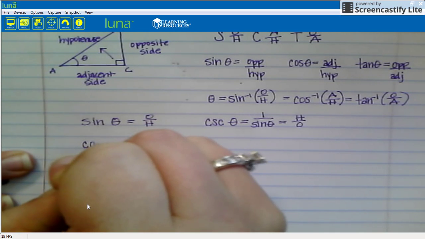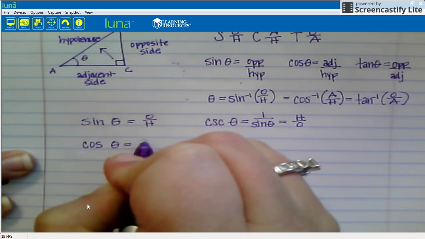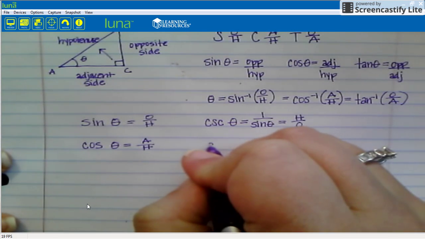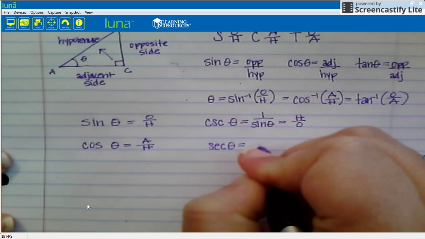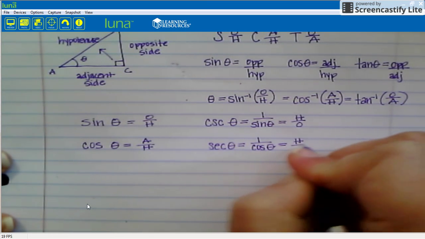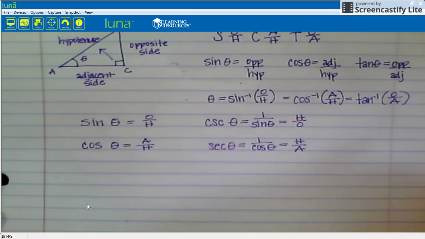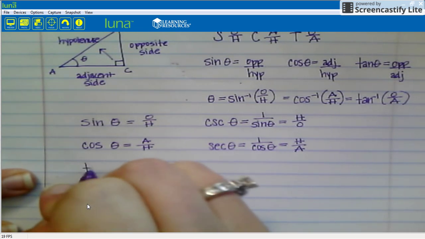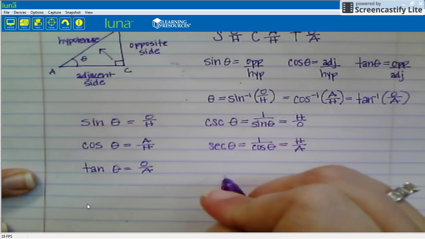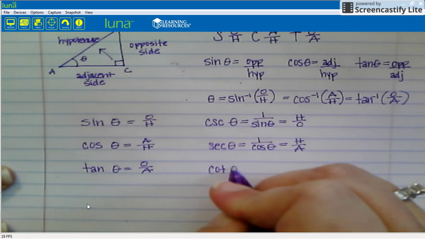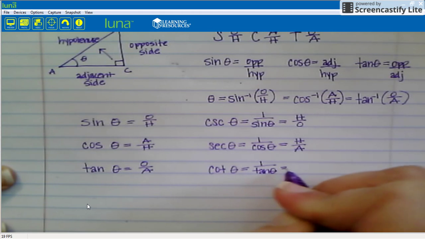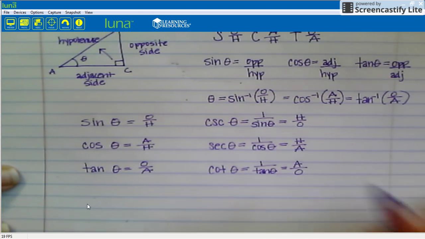In a similar fashion, the cosine of theta is equal to the adjacent over the hypotenuse. Its reciprocal is the secant of theta. So the secant of theta is the reciprocal of cosine, and it's equal to the hypotenuse over the adjacent. And the tangent of theta, being the opposite over the adjacent, has a reciprocal function, the cotangent of theta, which is the reciprocal of tangent theta and is equal to the adjacent over the opposite.